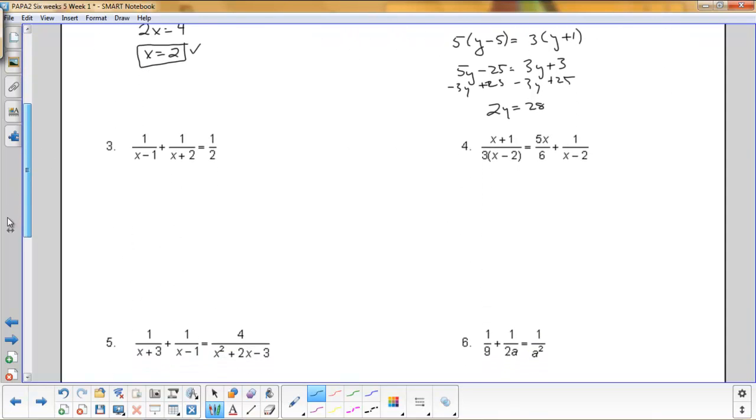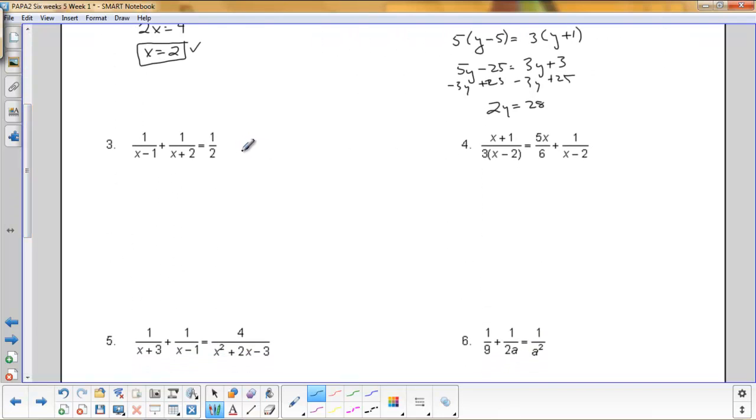Question number 3. We're going to look at this and we're going to determine what our common denominator is. Remember, the common denominator is one of every denominator that is down there. So that's going to be 2, x minus 1, x plus 2. I'm going to use that to multiply across each fraction, x minus 1, x plus 2.